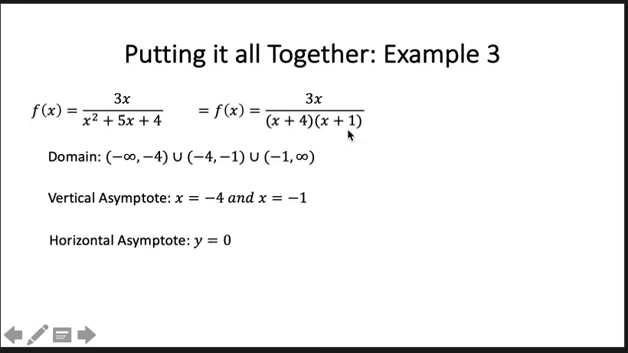What's the horizontal asymptote? Well, the degree on the bottom is bigger. So since the degree on the bottom is bigger, the horizontal asymptote is y equals 0. The x-intercept comes from what makes the numerator 0. And that's when x is equal to 0. And the y-intercept comes from plugging a 0 in for x. So you get a y-intercept of 0. That means it's going through the origin.